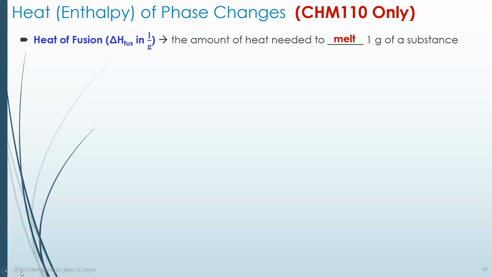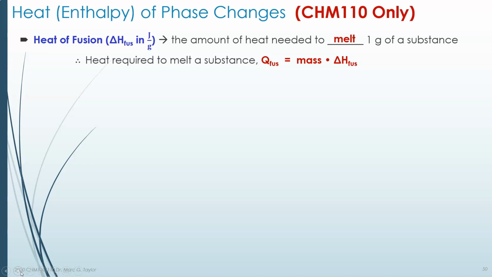Now, if you study nuclear chemistry, you'll find out that fusion has a totally different meaning, also in chemistry, meaning to fuse together or bring together two nuclei of an atom to form one larger nucleus. But right now we're just talking about fusion as being defined as melting. So melting of any kind of substance. So the heat of fusion is the amount of joules necessary to melt 1 gram of a substance.